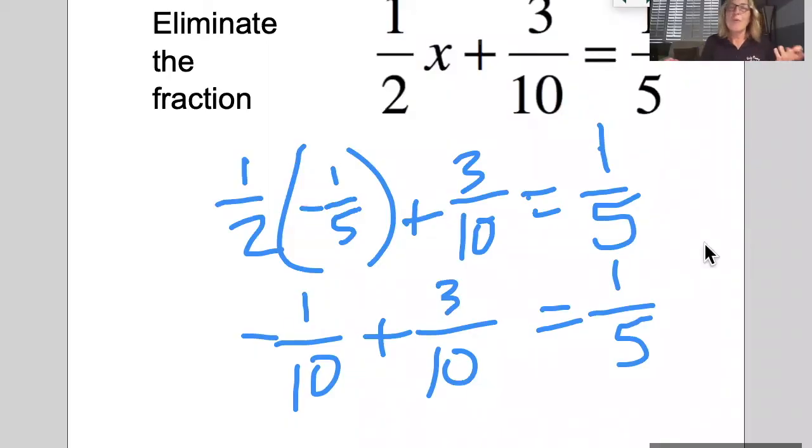So the next step would be to check our answer. And we talked about that recently, that we want to make sure that the solution that we come up with actually works. And so in this case, I would replace x with -1/5. When I multiply 1/2 times -1/5, you get -1/10. And if you add 3/10 to that, that would give you 2/10, which is equivalent to 1/5. So the solution is a good one, and it would then be the solution to that equation.